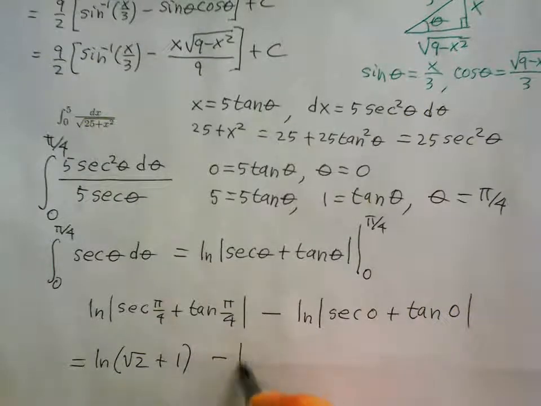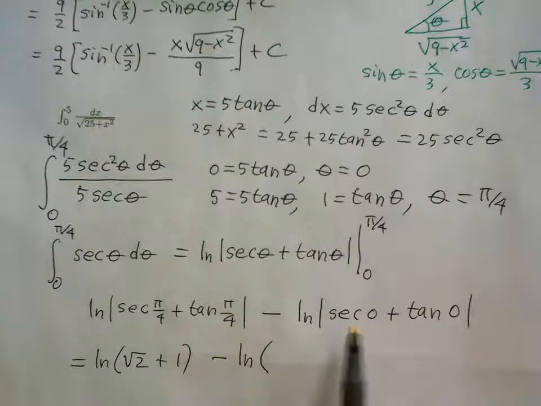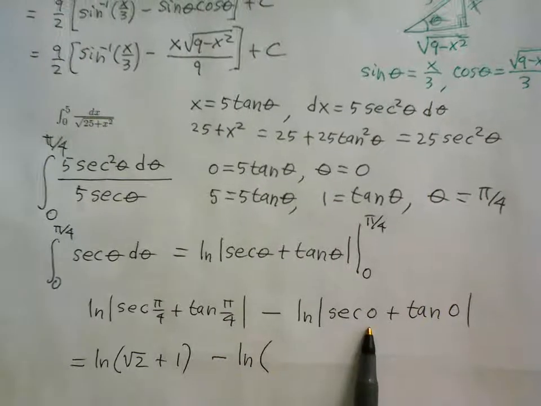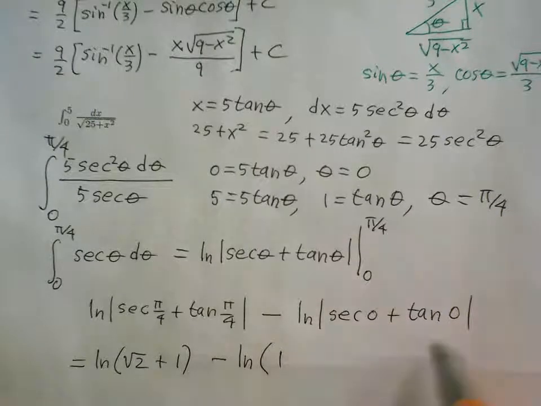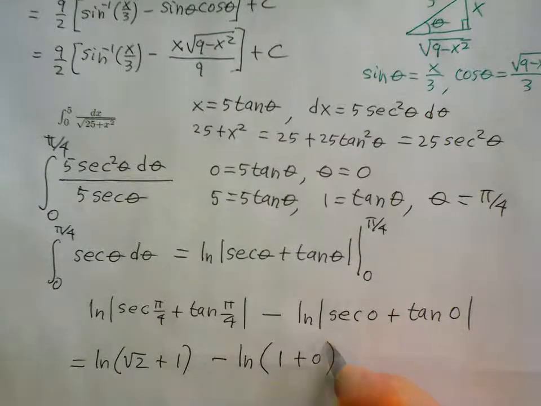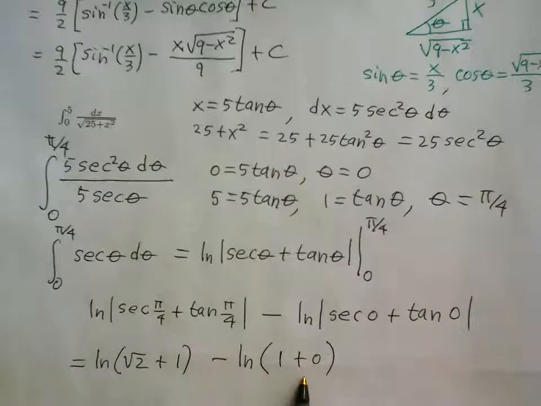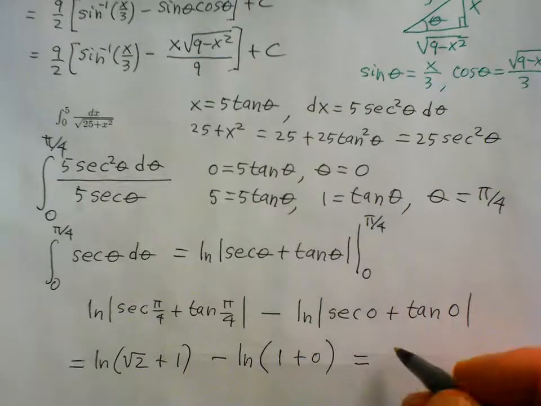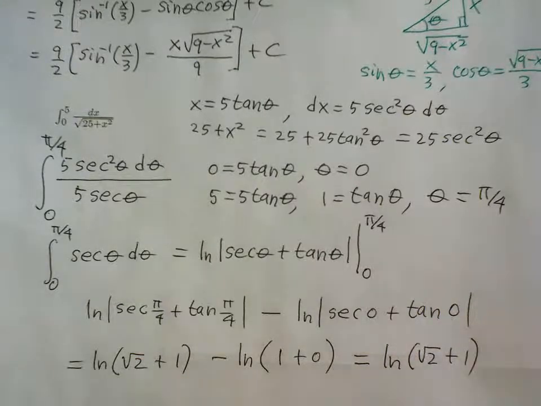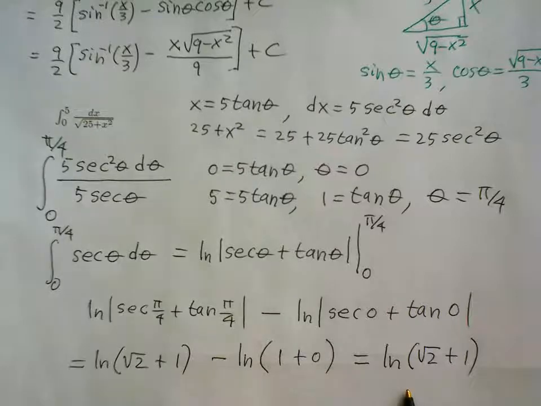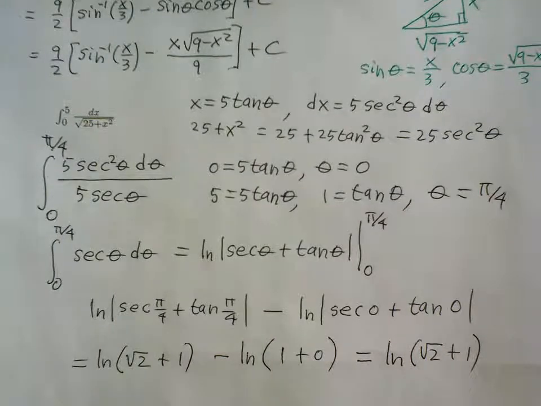And then minus the natural log. Secant of 0 is 1. Tangent of 0 is 0. The natural log of 1 is 0. So our final answer is the natural log of the square root of 2 plus 1. So we don't need the absolute value symbols now because those are positive numbers.